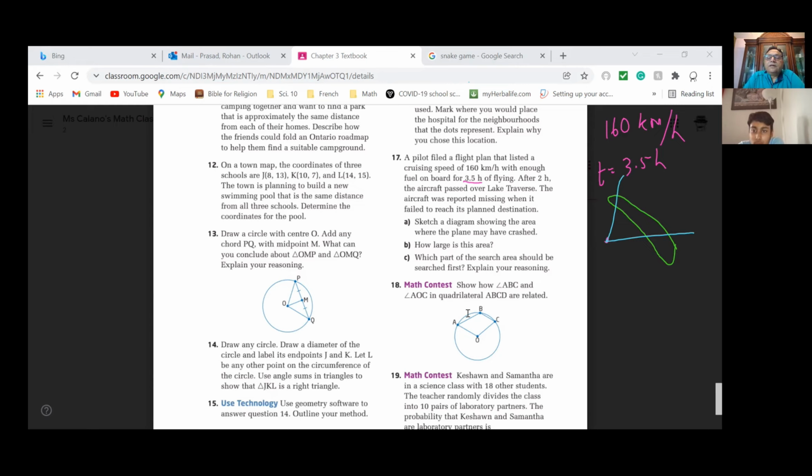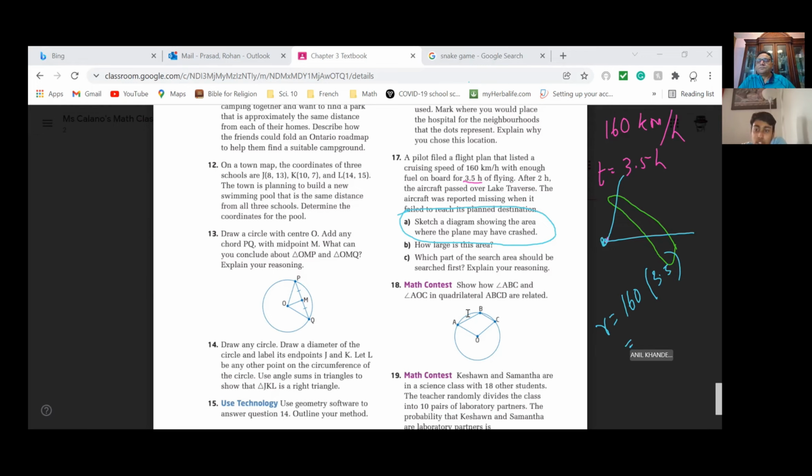Sketch the diagram showing the area where the plane may have crashed. How will you do it? So the radius will be how much? So first, sir, we already know our cruising speed and the time it's supposed to take. So from that, we already know our X and Y.